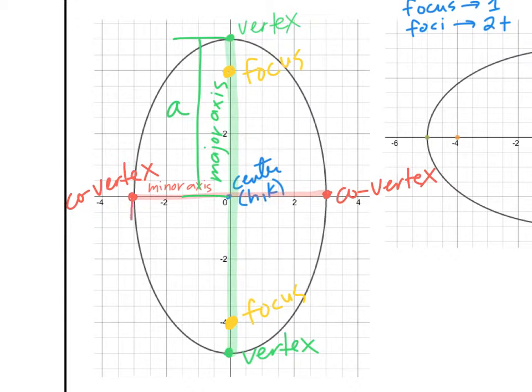Okay, minor axis. On the minor axis, the distance between the center and the co-vertex is called B. So how long is the minor axis? 2B. Yes, very good. Last part. The distance between the center and the focus is called C. Center to the focus is called C.